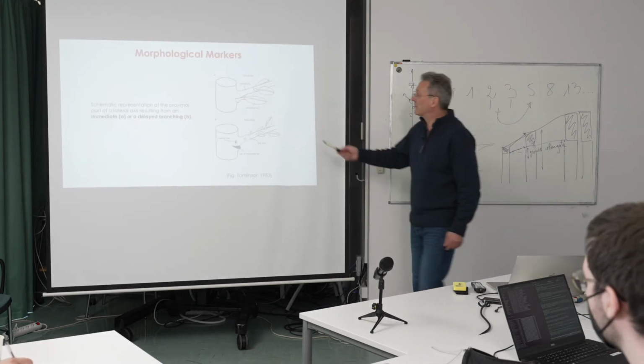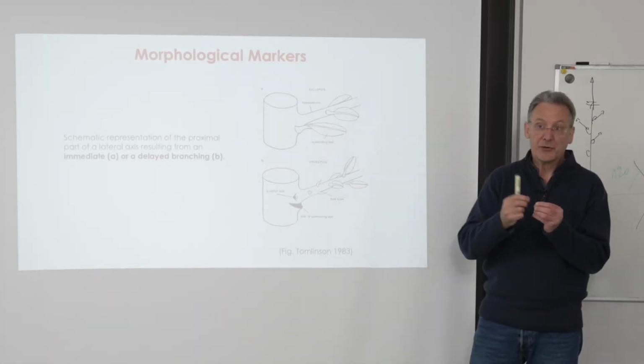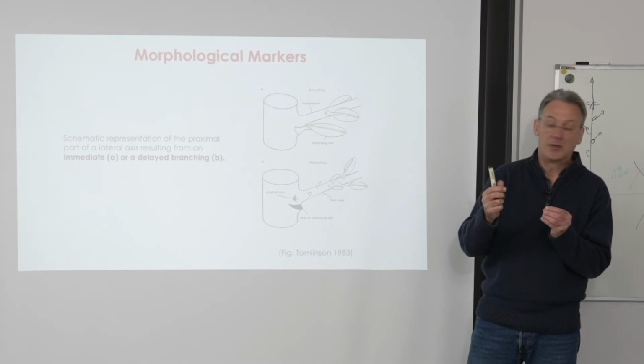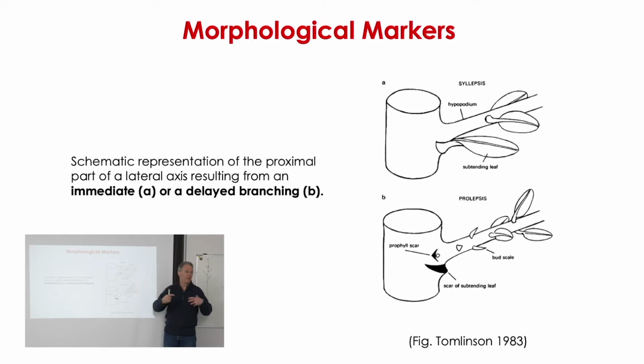And then, if you have a synleptic branch, you see that the first nodes of the branch tend to be quite long, because the plant is actually in the process of elongating everything at the moment. So everything is locally elongated, including the internodes of the branch.